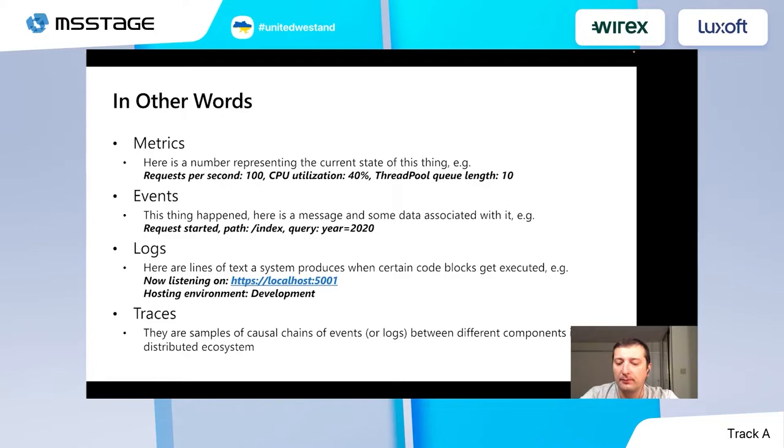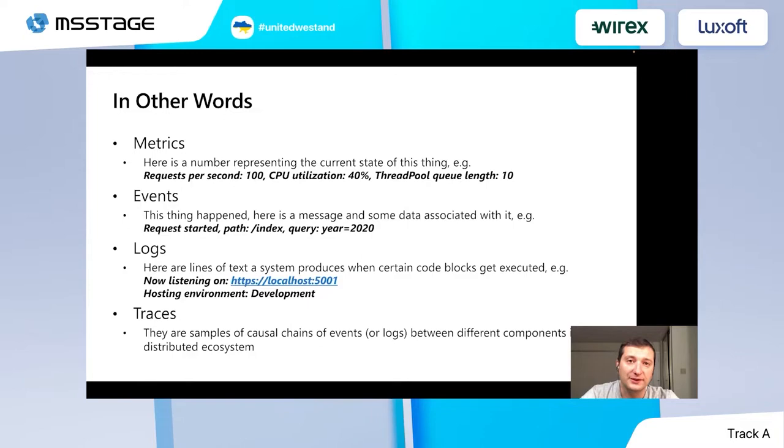Also, we have events, right? That's something that happened. For example, we get a request and we start processing this request. So the request started, and there is also some associated data. For example, in our request, we have a query, right, with some parameters. It's also part of our event.